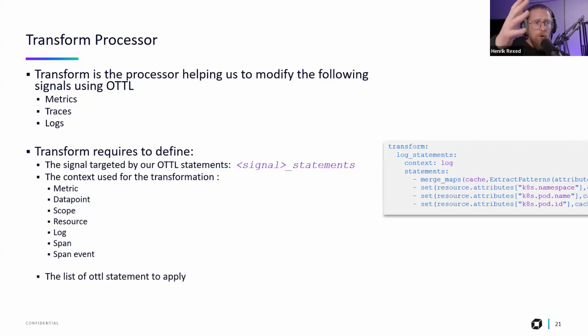And the transform processor supports metrics, traces, and logs. The way it works is you put transform, and then you put some statements, and you need to specify what signals you're targeting. So you see here it's log statements, but you can have trace statements or metric statements, and then you specify the context. So you may ask, what is the context?